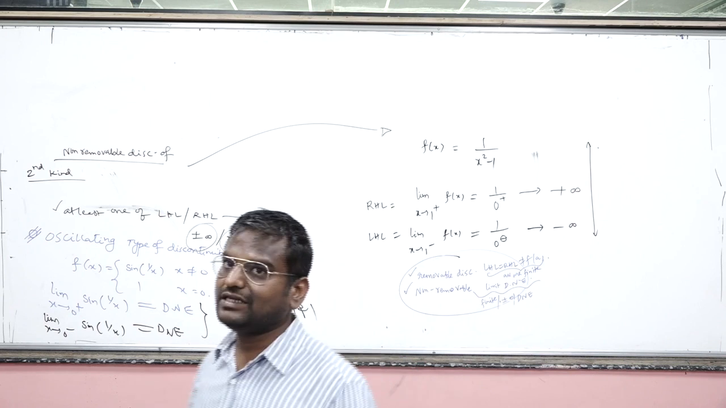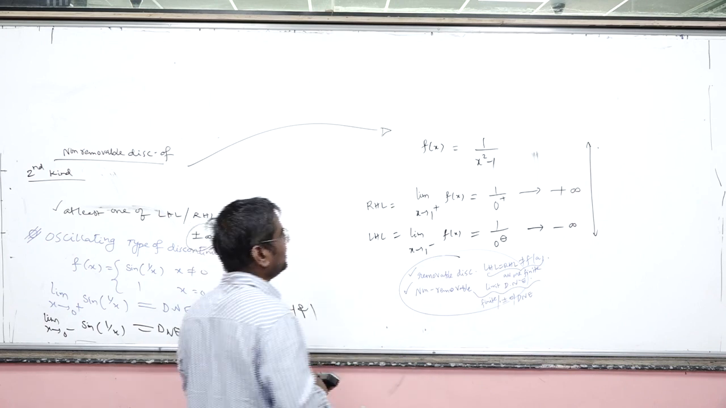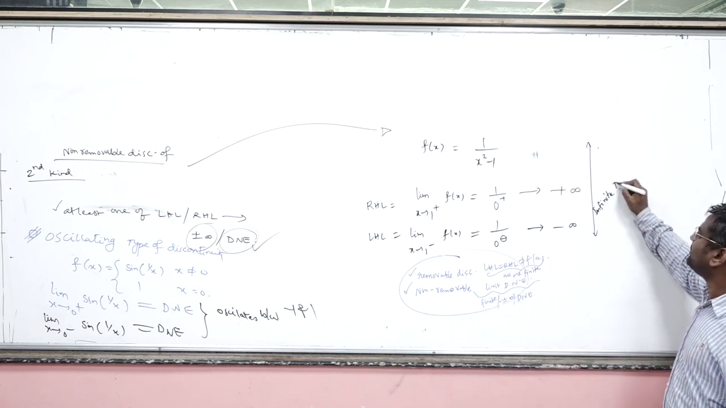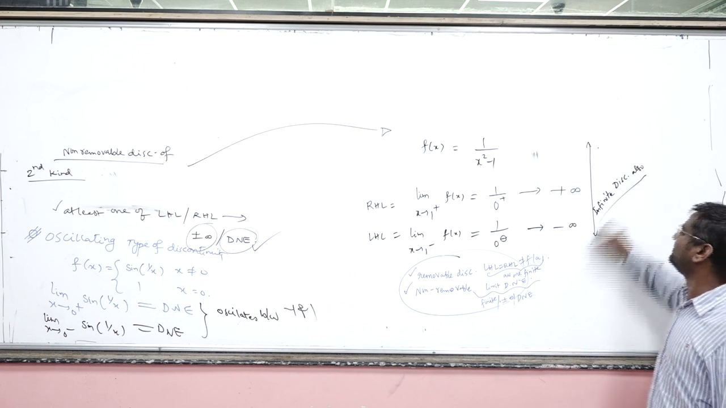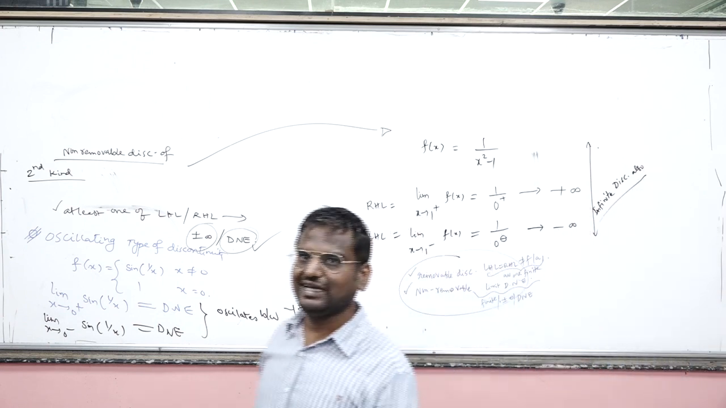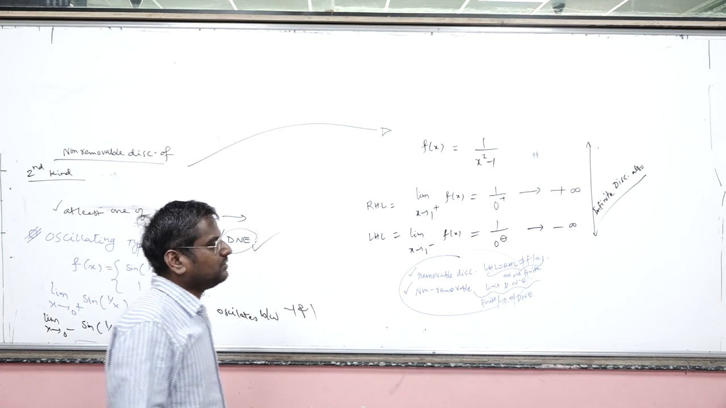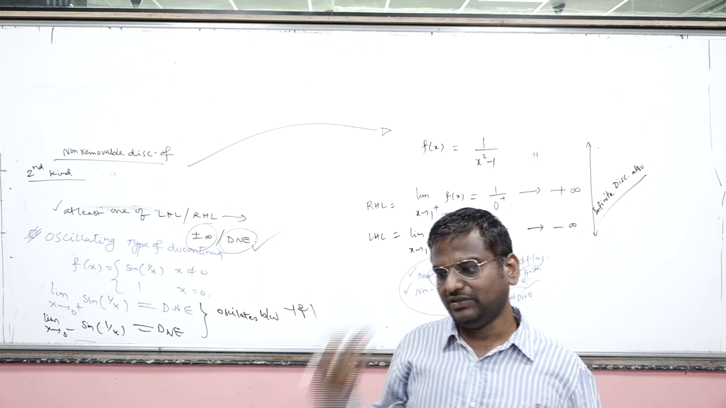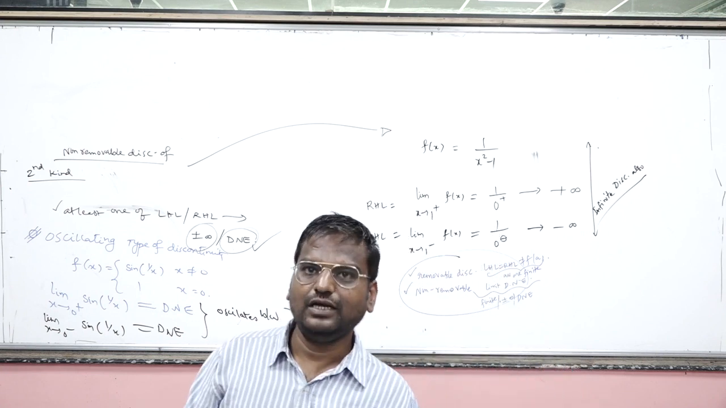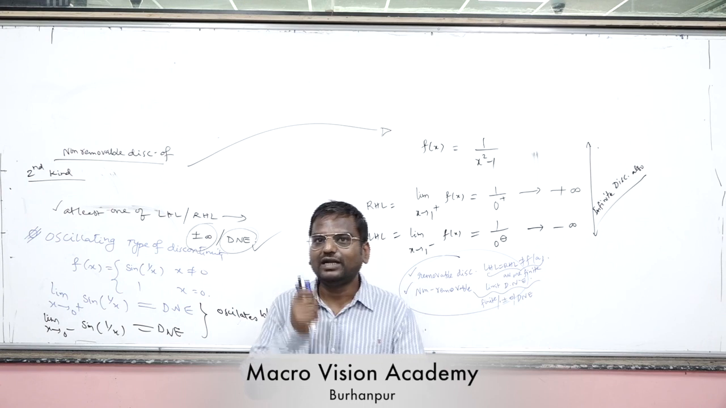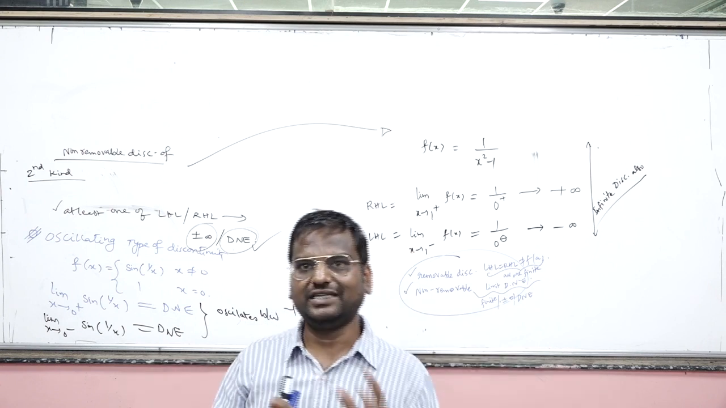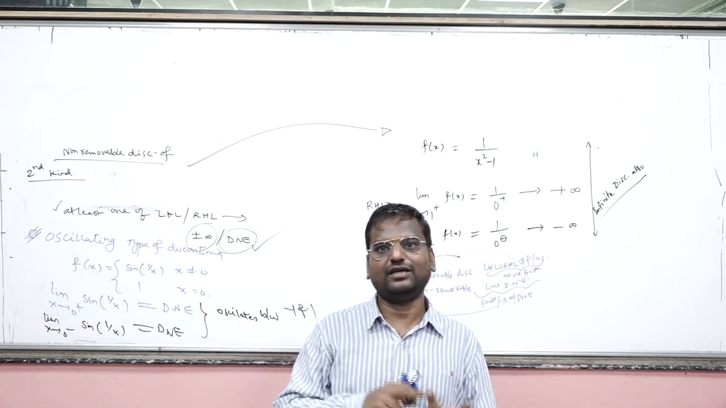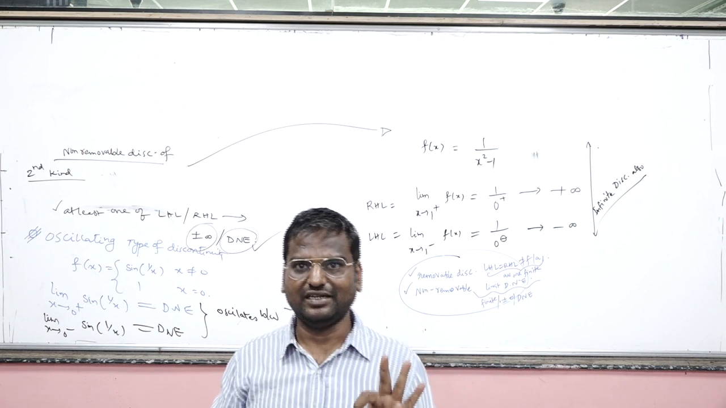Some people, when LHL or RHL is tending to plus minus infinity, like to call them infinite discontinuity. Infinite discontinuity also, but this is not very popular. Only one book is using that language. Okay. So, what is the main thing you have to learn here? First of all, given a function, you should be able to identify whether it is continuous or not. Secondly, if it is not continuous, what type of discontinuity does it have? Is it first kind of discontinuity or second kind of discontinuity? First kind of discontinuity, LHL, RHL, f of a, all must be real, finite real numbers.